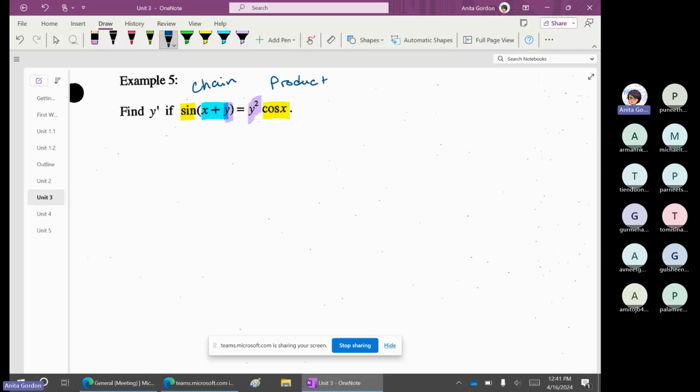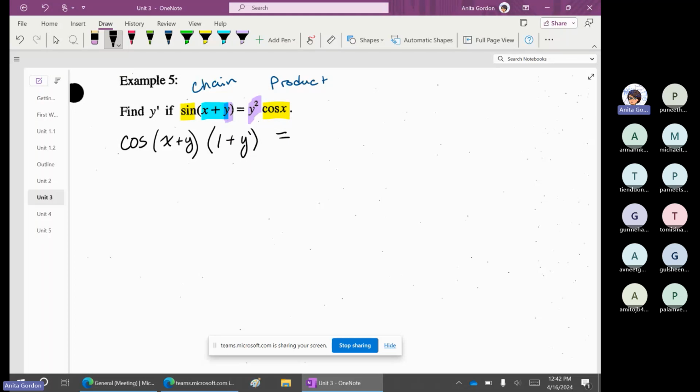Okay, starting on the right, when we do chain rule, we do the derivative of the outside. What is the derivative of sine? Cosine. We leave the inside unchanged. Leave it. Then we multiply it by the derivative of the inside. What's the derivative of the inside? 1 plus y prime, right? Or 1 times y prime. Okay, that's not so bad.